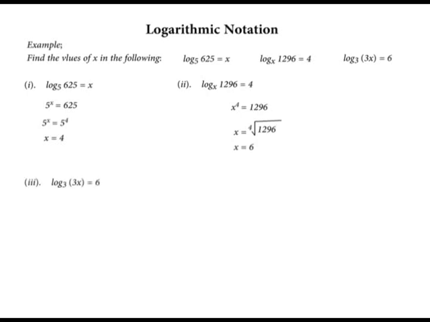Lastly, log to base 3 of 3x squared is equal to 6. In index form, 3 raised to 6 is equal to 3x squared. 729 is equal to 9x squared. Divide both sides by 9 and we shall have x squared is equal to 81, and therefore x is equal to 9, or x is equal to negative 9.